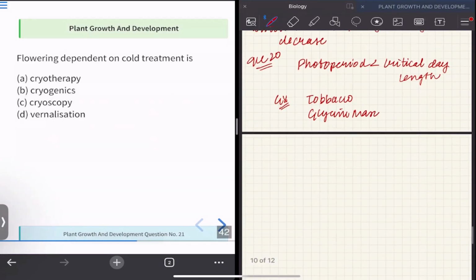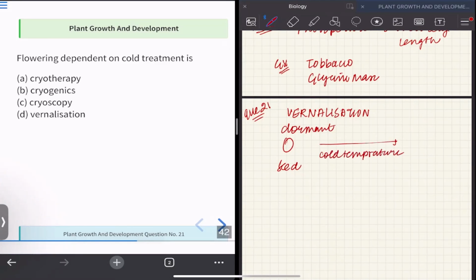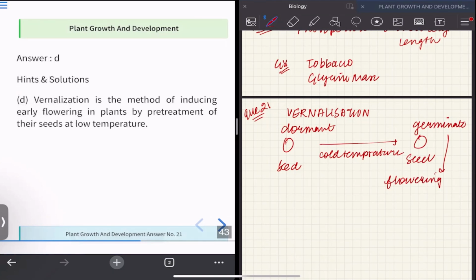Next question. Flowering that depends on cold temperature is known as vernalization. We studied this topic. Vernalization is the process in which there is a seed in a dormant stage, so we expose it to cold temperature and then it can germinate. After germination, it will also show flowering. So the flowering that is dependent on cold temperature is vernalization. Vernalization is the method of inducing early flowering in plants by pre-treatment of their seeds at what? Cold temperature or low temperature.